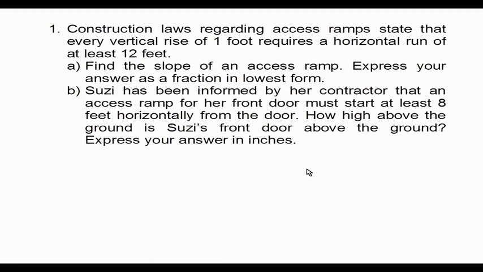Question B. Susie has been informed by her contractor that an access ramp for her front door must start at least 8 feet horizontally from the door. How high above the ground is Susie's front door? Express your answer in inches. Notice these are feet.